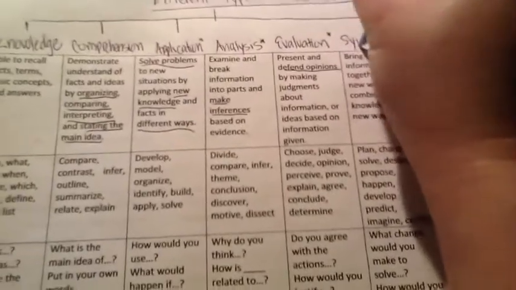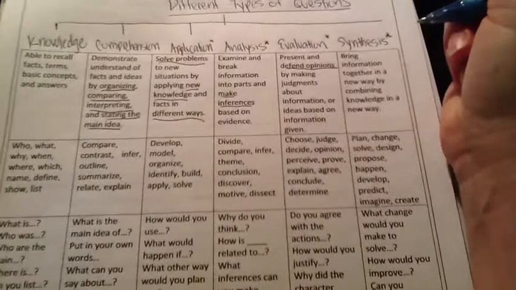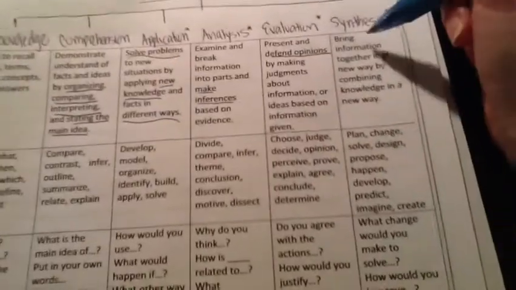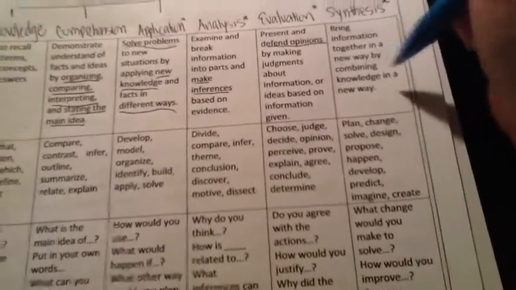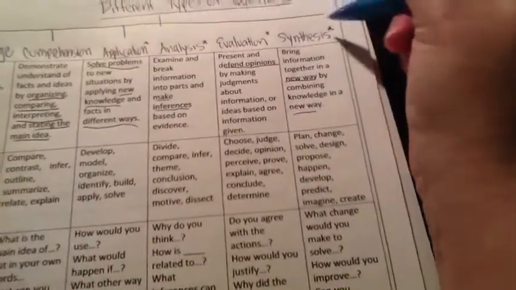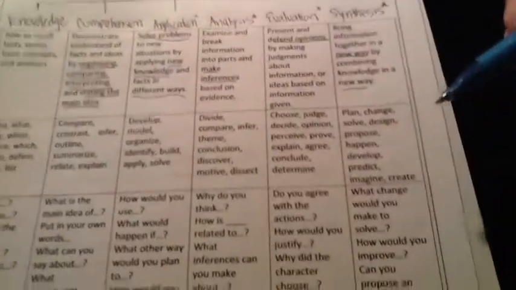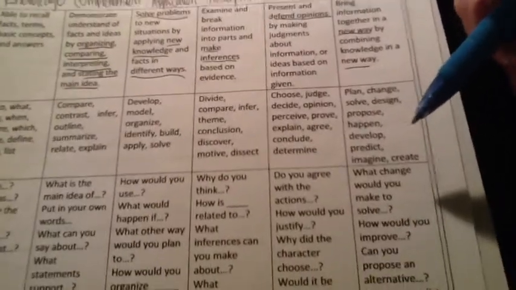Our last level and the highest level of question is called synthesis. Synthesis is all about bringing things together. So we see here it even says, bring information together in a new way by combining knowledge in a new way. There's so much here that's new. I have a feeling these are going to be good discussion questions. Here we see plan, change, solve, design, propose, happen, develop, predict, imagine, and create. Those are our key words to help us here.